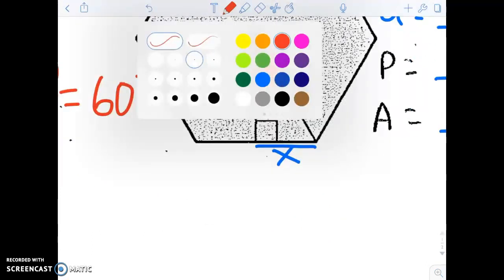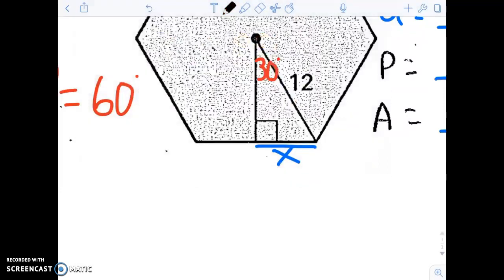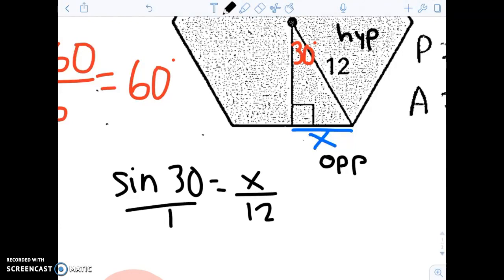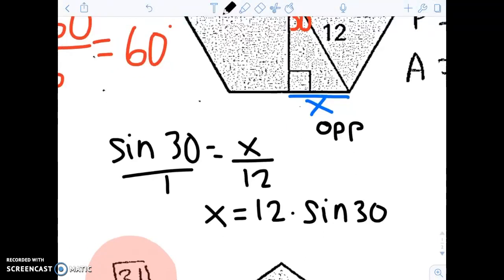Using this now, I can get X. So right now X is my opposite, 12 is my hypotenuse. So solving for X this time, I'm going to have to go with sine. So if I do sine of 30 equals opposite over hypotenuse, put that over 1, I now know X is going to be 12 times the sine of 30, which ends up being exactly 6.